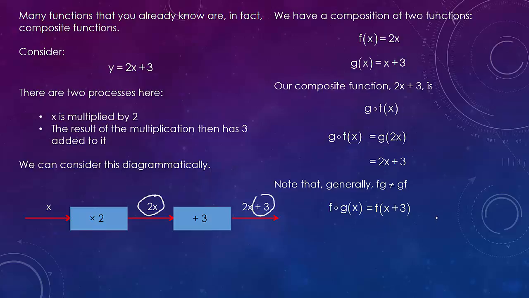And what does f do? It doubles the input, so we get twice x plus 3. And if we expand that out, that's 2x plus 6. So we can see that g of f and f of g are different.